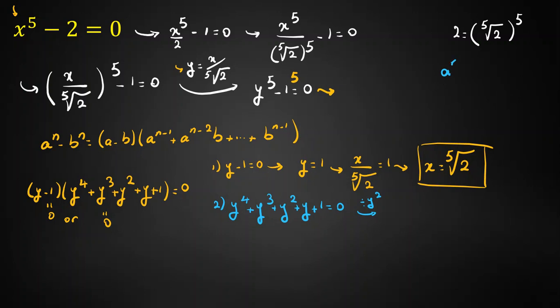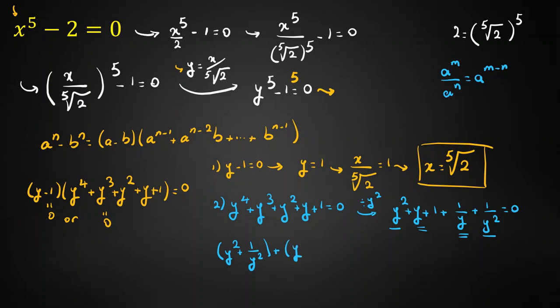If we have a to the m over a to the n, then it will be a to the m minus n. So if we divide by y squared, it will be y squared plus y plus 1 plus 1 over y plus 1 over y squared equal to 0. Now in the next, comes the first one, last one, second one, second last one. And then we can say it is y squared plus 1 over y squared plus y plus 1 over y plus 1 equal to 0.